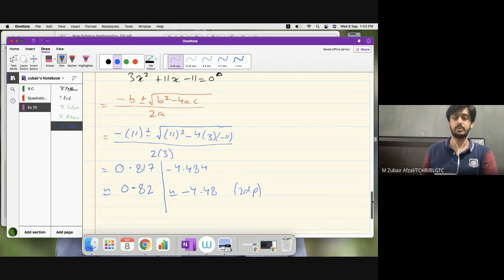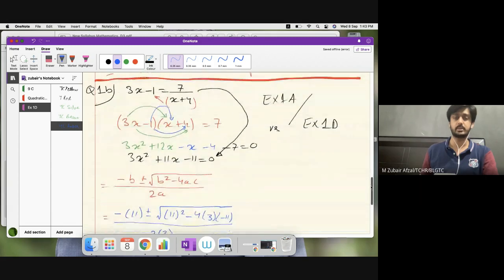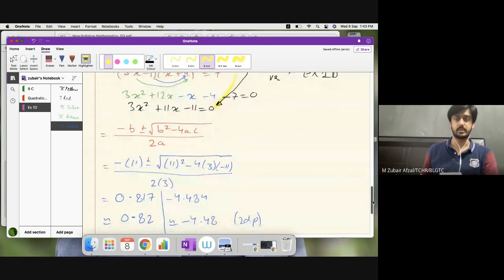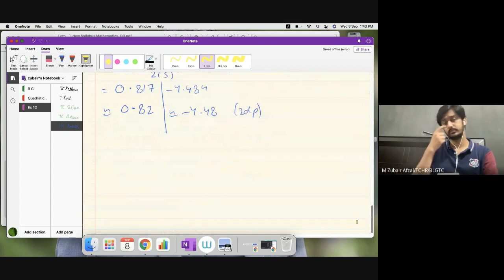Any confusions till now? The only difference between exercise 1a and 1d is that you have to convert it into quadratic form and then solve for x. Is it clear? Yes sir. Shall we move on to the next question? Yes, move on sir.